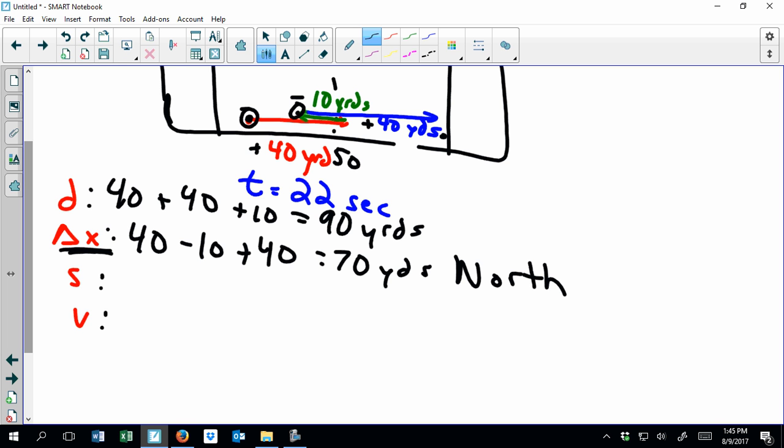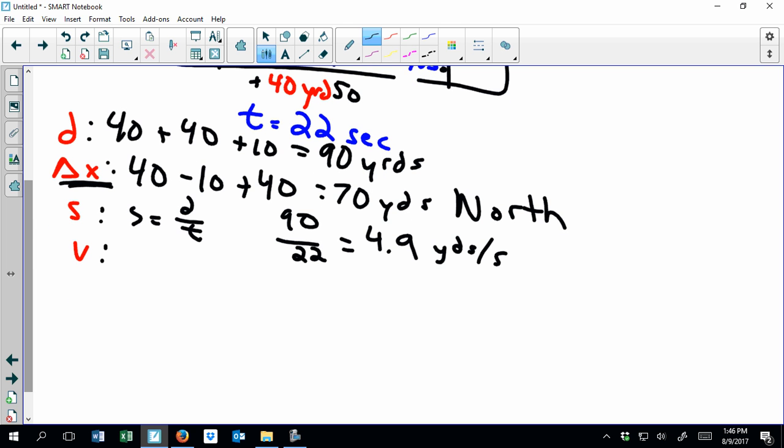So let's go now into speed and velocity. We've already done all the legwork. Now it's just a matter of putting in our numbers to those equations and picking the right ones. Remember, speed is distance over time. So I'll take 90 divided by 22. That's going to come out to be about 4.9. We'll call it yards per second. Again, 9 times out of 10, we're going to be dealing with meters, but I'm going to keep my units consistent. We do need a distance unit, so in this case, we were using yards over our amount of time.